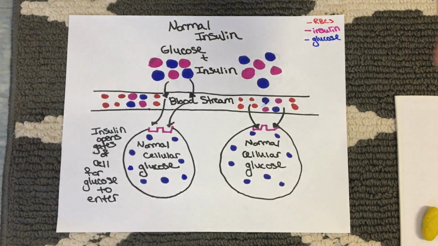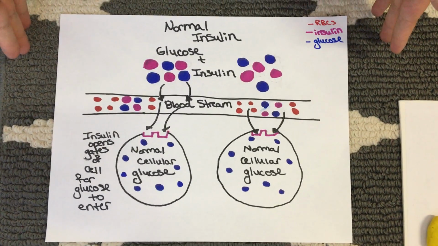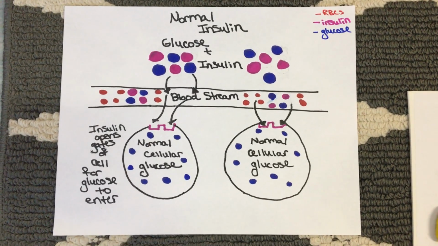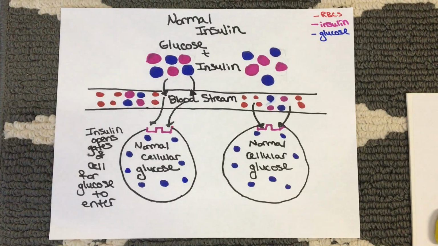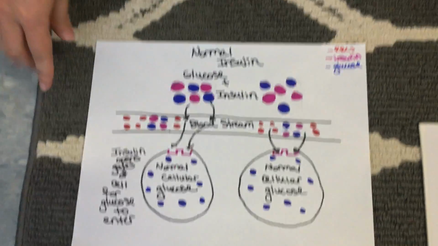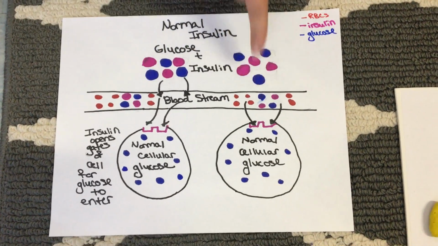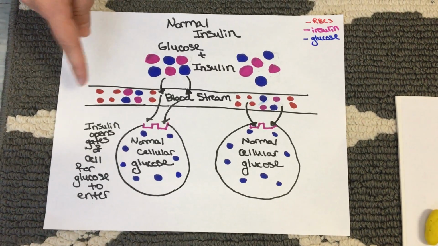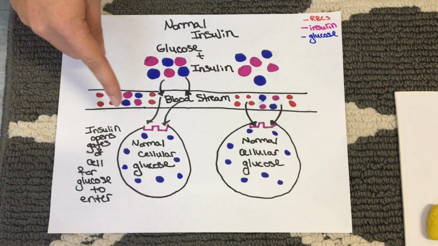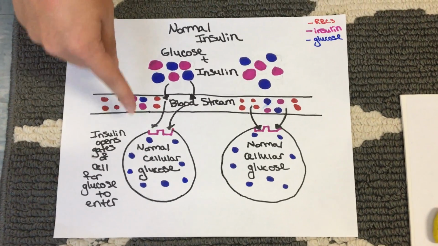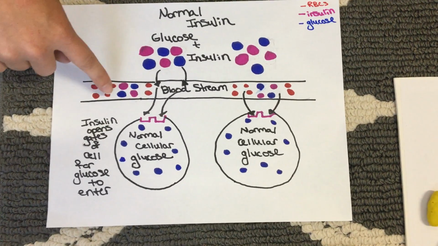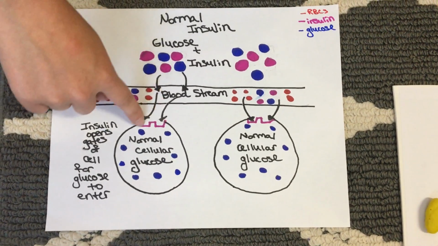So this is what normally happens whenever you eat something. You have glucose going into your bloodstream, which is the blue dots, the pink are the insulin, and the red are the red blood cells. Your glucose is going to attach to the insulin, and the insulin is the key that opens the door to the cell and allows the glucose in. So you have your insulin and your glucose going into the cell.